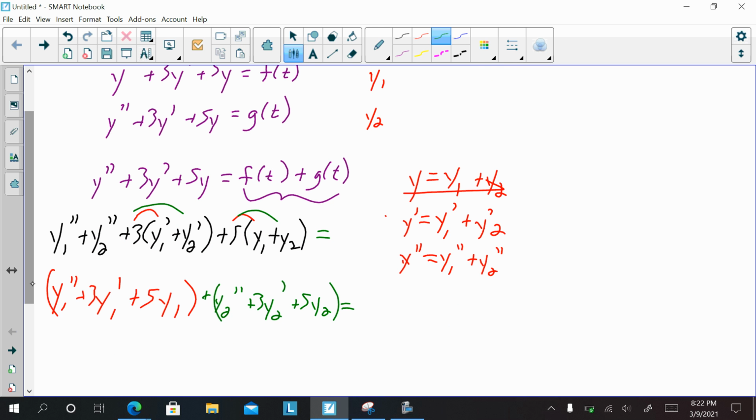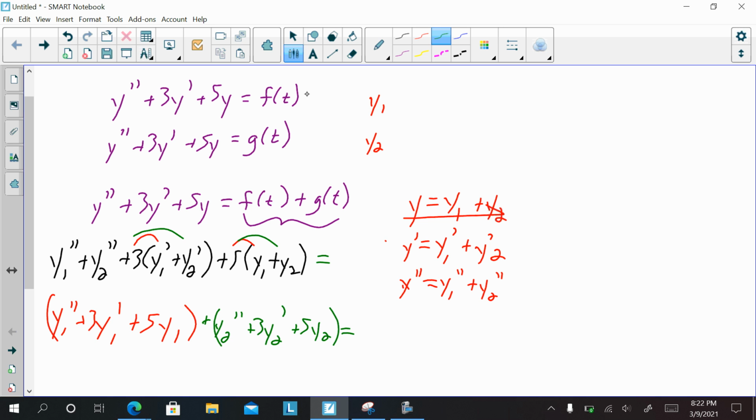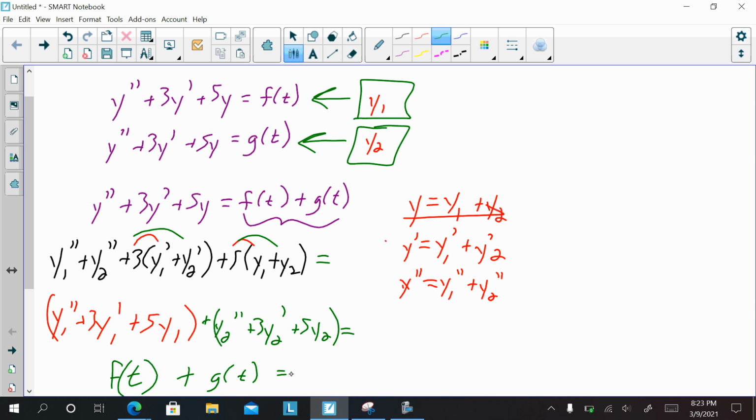Notice that y sub 1 double prime plus 3 y sub 1 prime plus 5 y sub 1 should equal f of t. If y1 is the solution to this differential equation, then when we take the first derivative and the second derivative of y1 and plug it in here, that equals f of t. So this is f of t. If y2 is a solution to this differential equation, then when we take the first and second derivative and plug it in for y here, that linear combination makes g. And that's what we have on the right side.